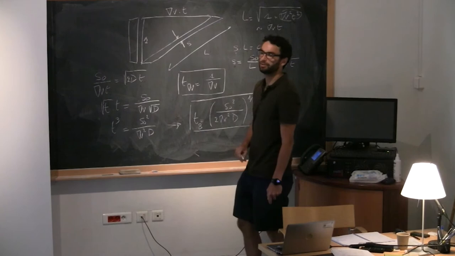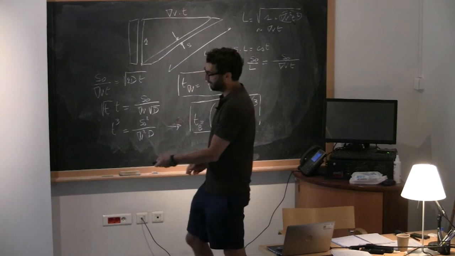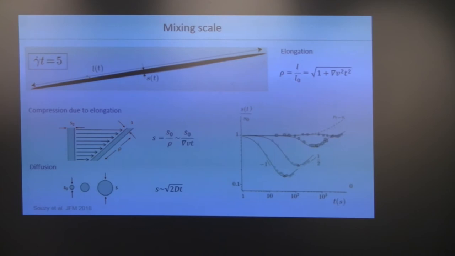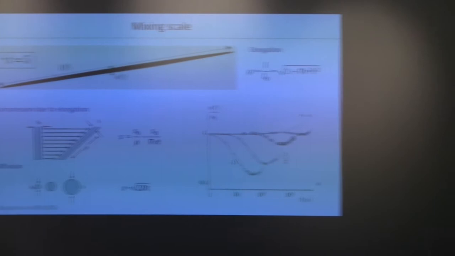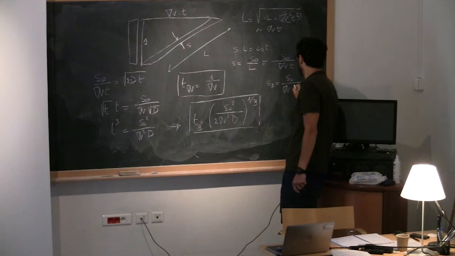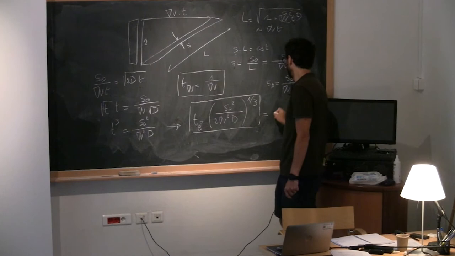And if I want to know now what is the scale at which this happens, the Batchelor scale, I just take this time and include it in this first regime. So I want to know the value of this scale when t is equal to this time. It's S0 minus grad V times t. And so SB is S0 minus grad V TB. When I replace this, I just get S0 over grad V to the minus 1/3.